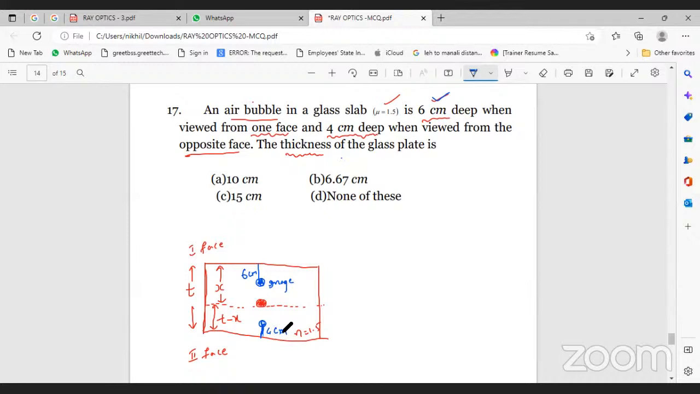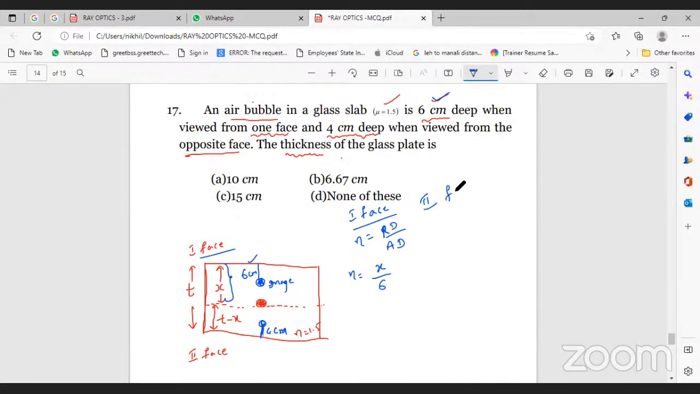Now, can you tell me the refractive index for the first face? How do you define refractive index? Real depth by apparent depth. So refractive index is equal to real depth by apparent depth. For the first face, real depth is x and apparent depth is 6 centimeters, so n equals x by 6.